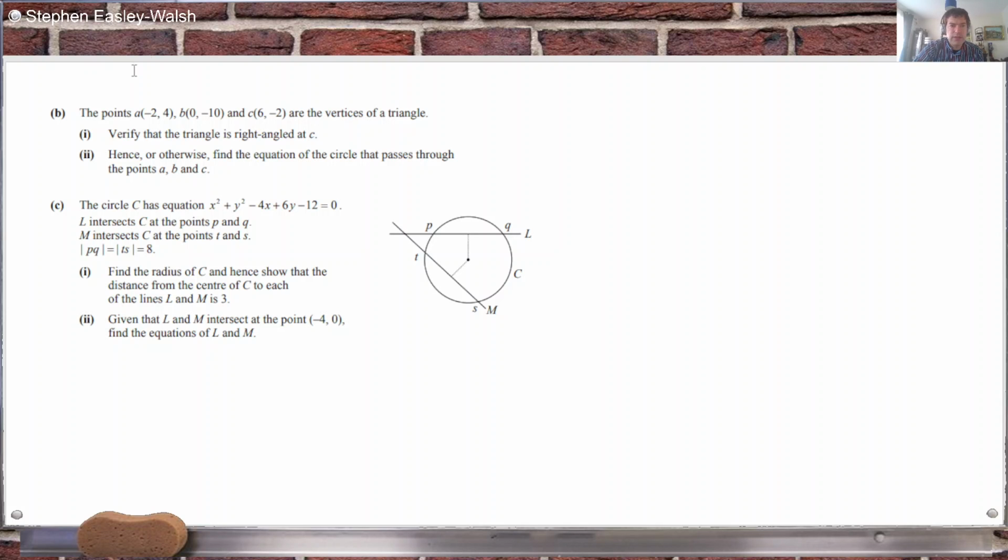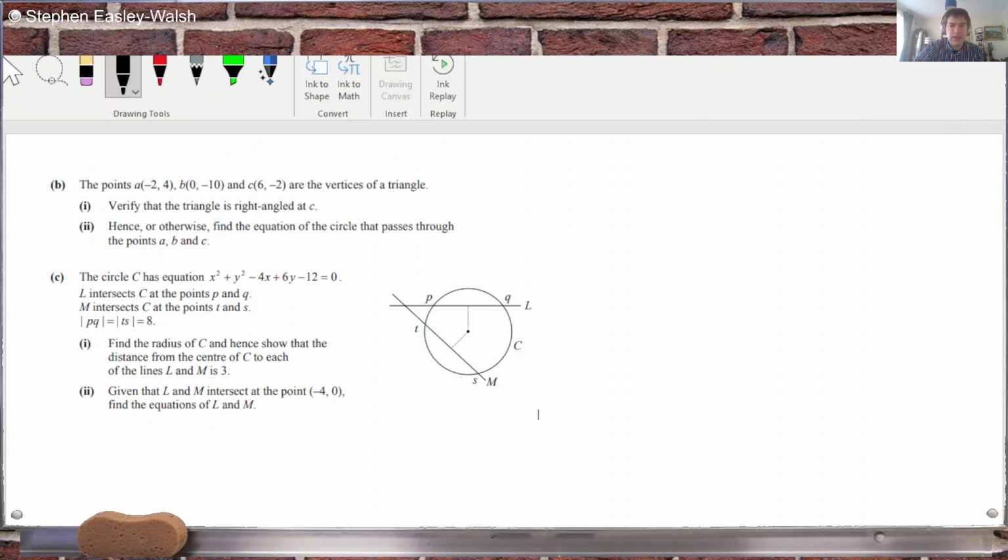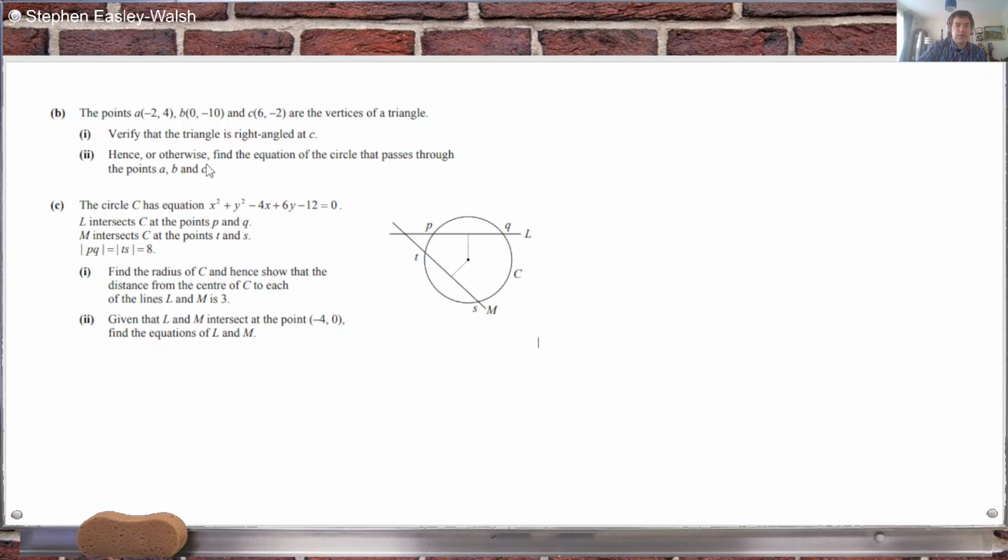Okay, let's have a look. What's going on here? Prove that the triangle is a right angled triangle at C. So let's have a quick sketch here.